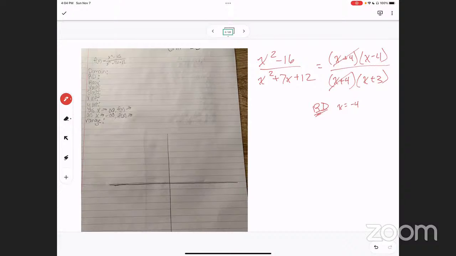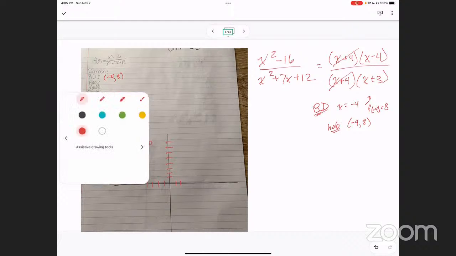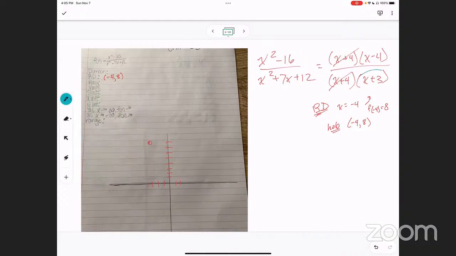And then when I plug that in there, f of -4, I get -8 over -1, which is +8. So the hole is going to be at -4, +8. Got it? So there's our RD, -4, +8. Put that on a graph. 1, 2, 3, 4. 1, 2, 3, 4, 5, 6, 7, 8. There's my hole.